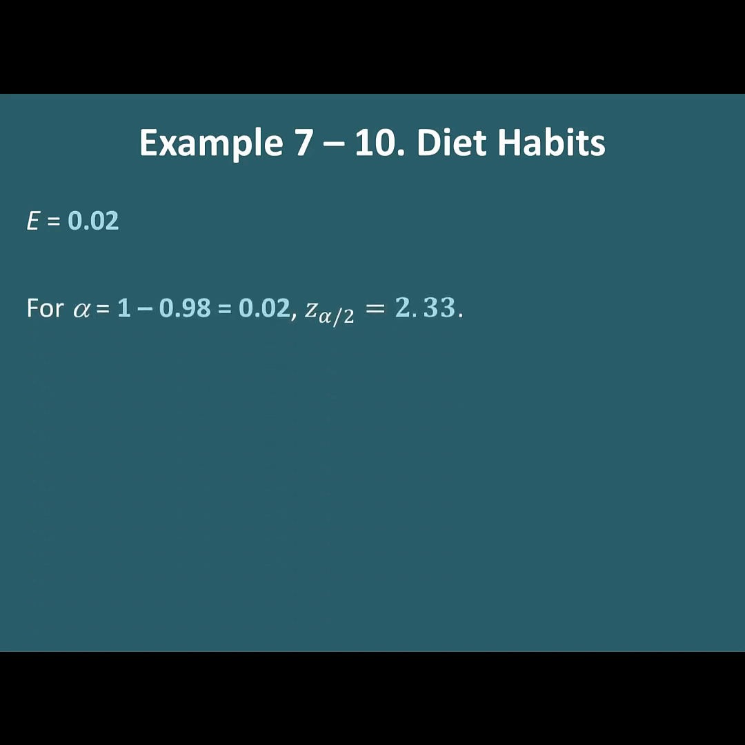Alpha in this case will be 0.02, which happens to be a coincidence, which makes our critical value 2.33. Once again, take the 0.02 divided by 2, we get 0.01, and look up the number 0.01 in our table. Pause the video and see if you agree that the critical value is 2.33.